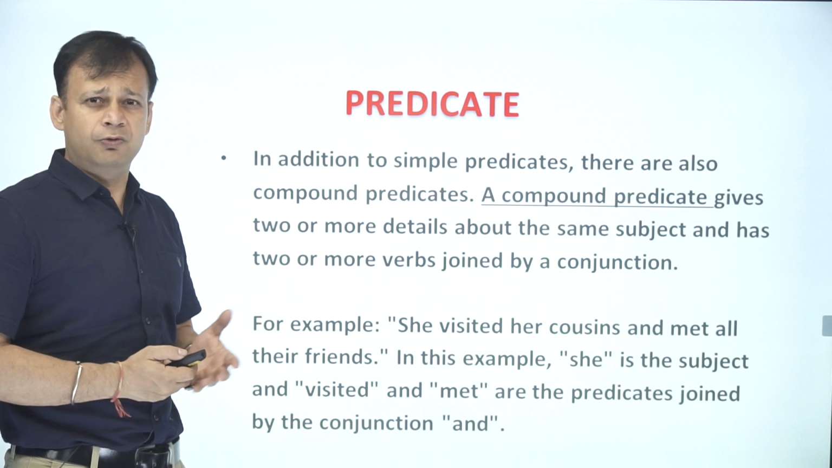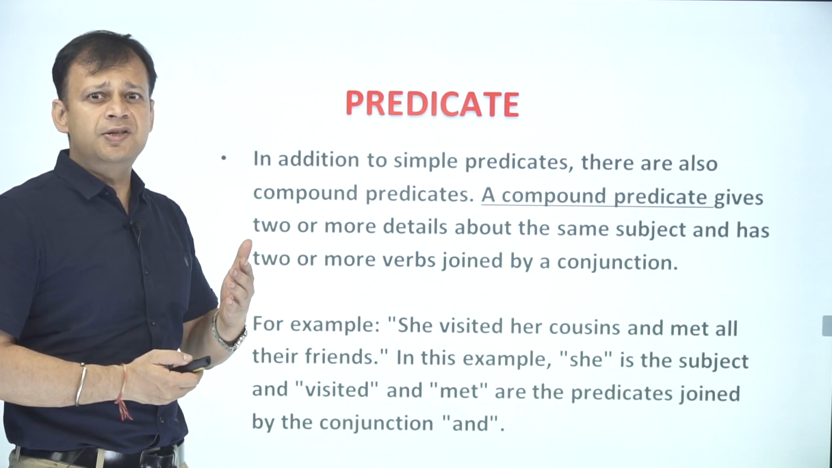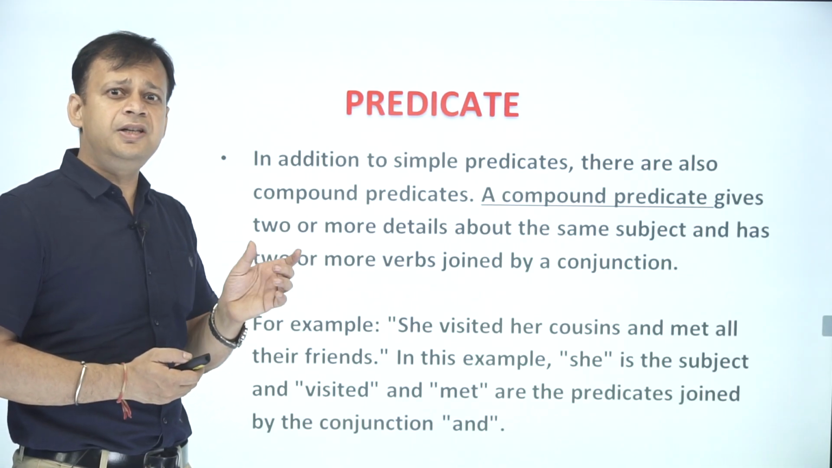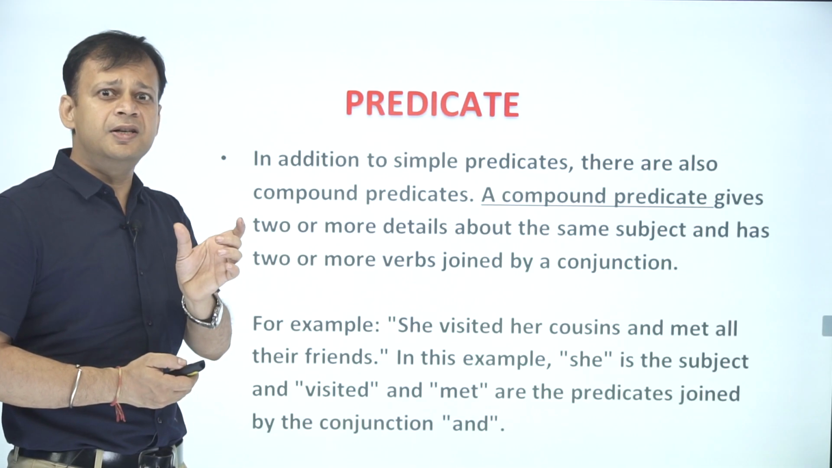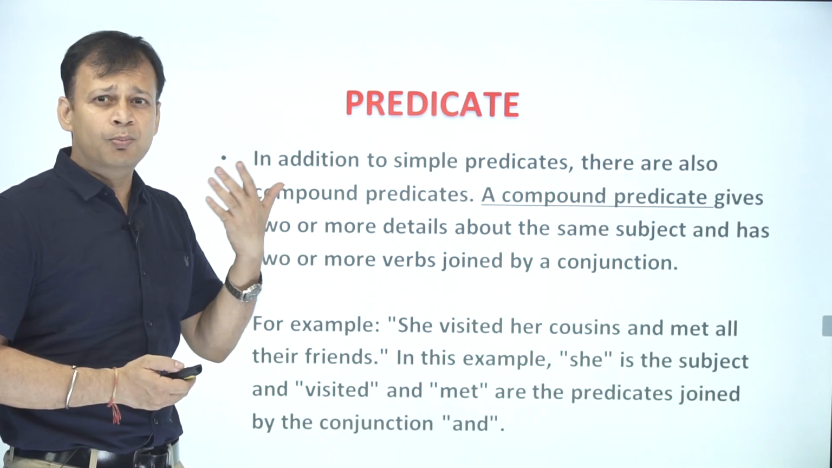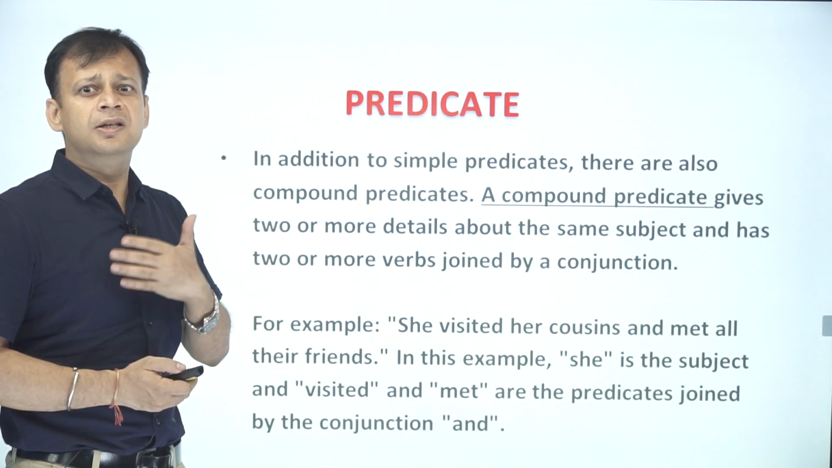Conjunction. For example, she visited her cousins. So based on our previous slide, she is the subject, visited her cousins. So visited is describing the process. That becomes a simple predicate. But here we have some more information: and met all their friends.